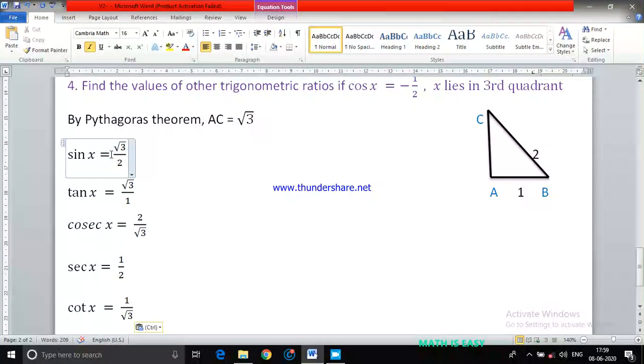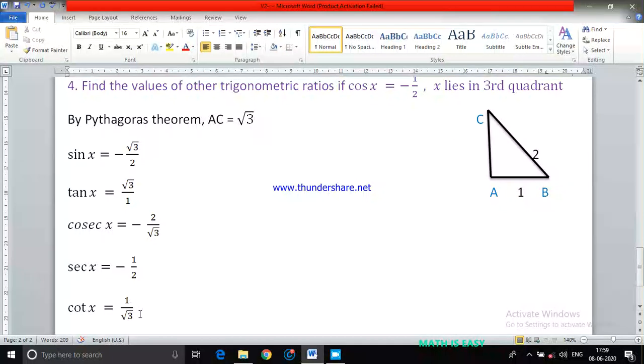Sign is negative or positive in the third quadrant? Sine is negative, so put minus sign. Tan is positive, so no need of minus. Cosec is also negative, put minus sign. Sec is also negative, put minus sign. And cot is positive, no need of minus sign. So these are the corresponding trigonometric values if cos x equals minus 1 by 2 and x lies in the third quadrant.